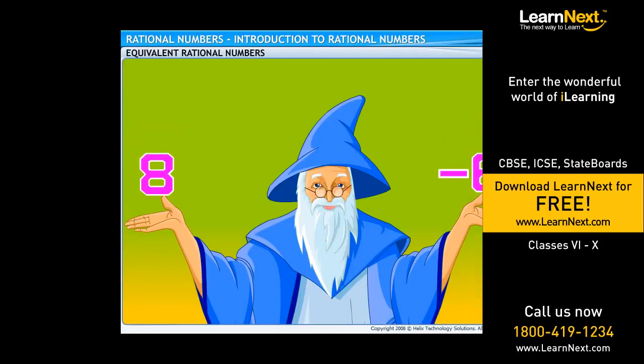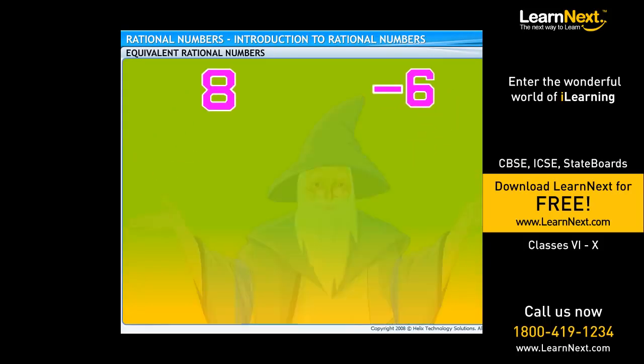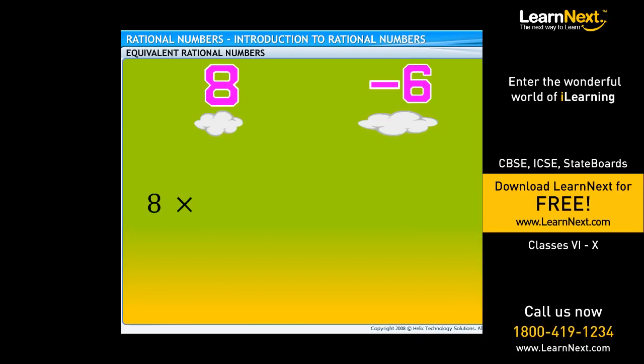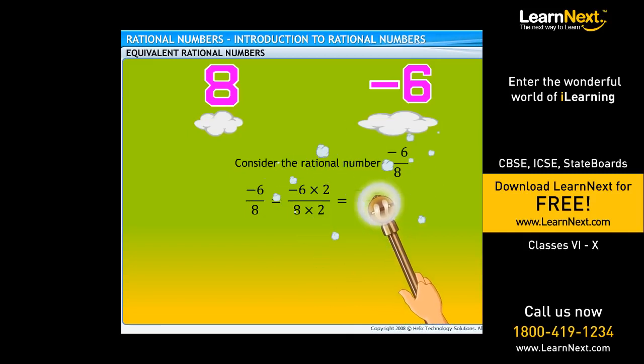Consider two integers, 8 and -6. If we multiply both integers by 2, we get two new numbers. Now, let's make a rational number -6 divided by 8 with these two integers. If we multiply both the numerator and the denominator of this rational number by a positive integer 2, we get another rational number -12 divided by 16.